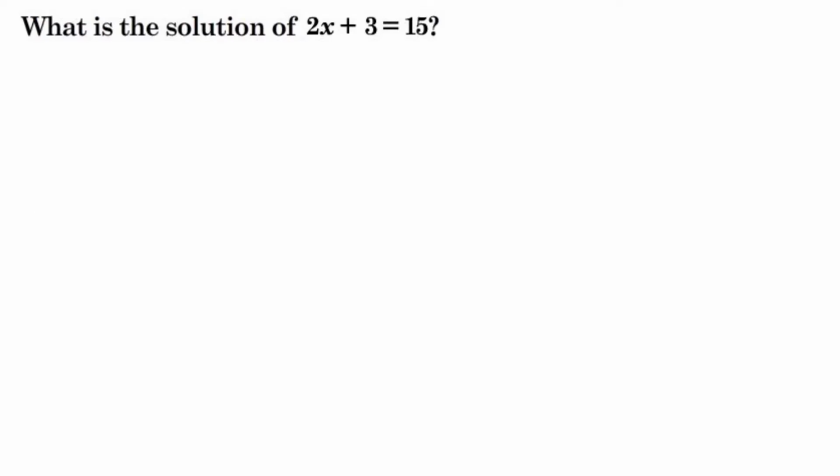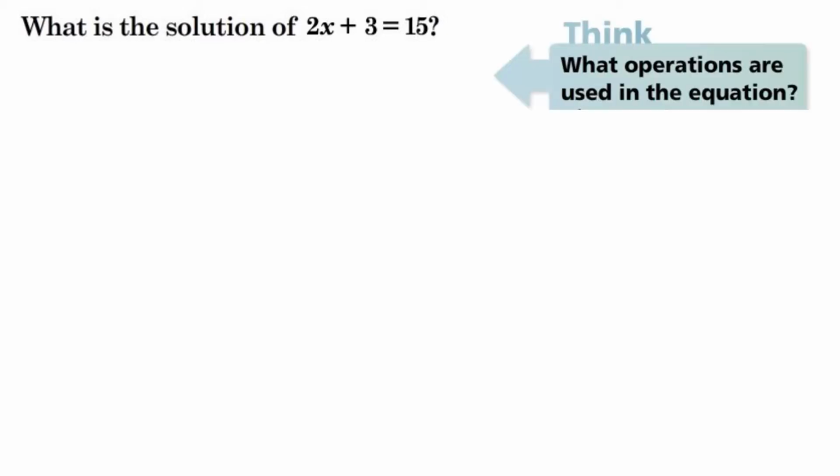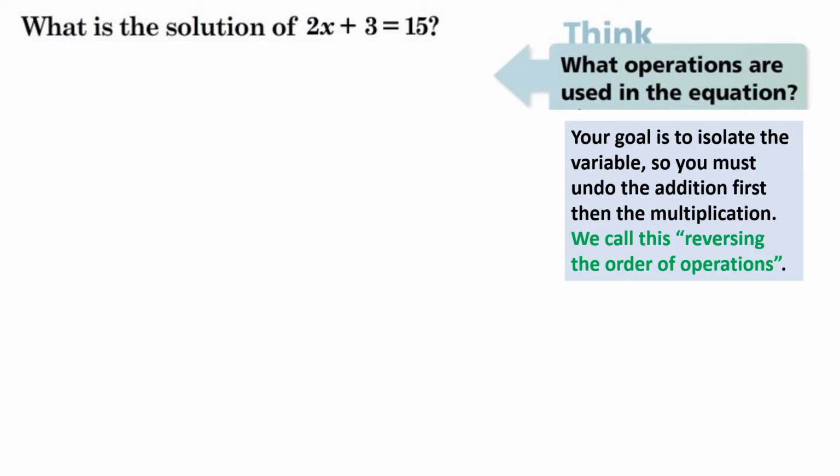Okay, so what is the solution of 2x plus 3 equals 15? Now, if you notice here, we have two terms on the left side and one term on the right. So we have more than one step to complete before we can isolate that x. What operations are used in the equation? Your goal is to isolate the variable, so you must undo the addition first, then the multiplication. We call this reversing the order of operations.